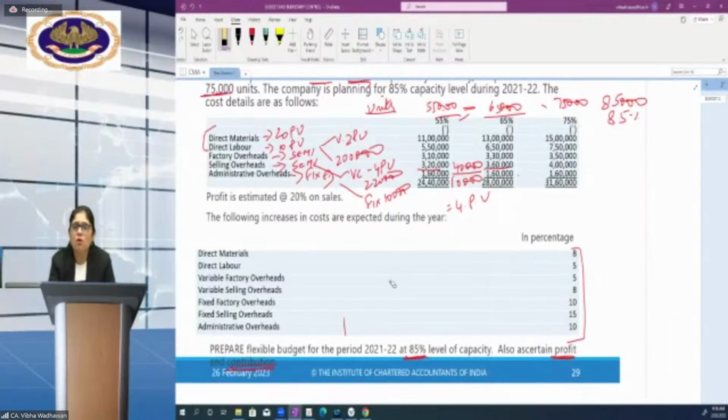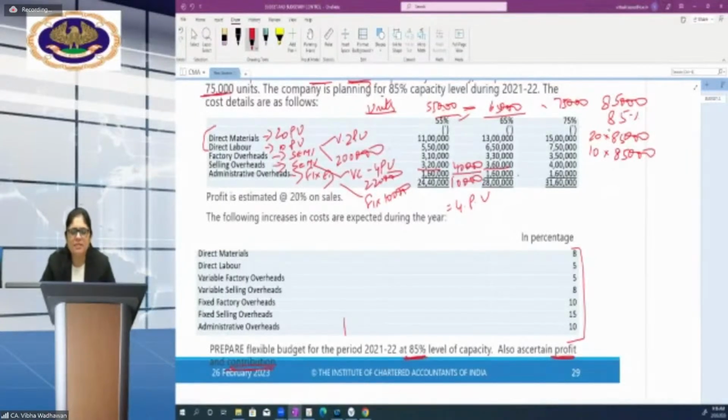Now, see the homework, the working note, the background, the groundwork we have done. Now we will be calculating the cost for 85,000, that is 85% capacity. So we have the variable cost per unit for every level of cost. Clear? So 20 into 85,000, material cost will be 20 into 85,000. Labor cost will be 10 into 85,000. We have the variable cost.